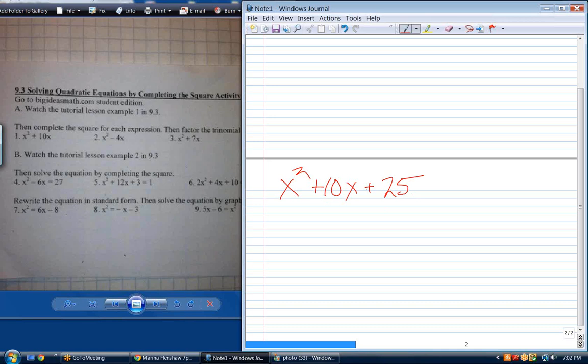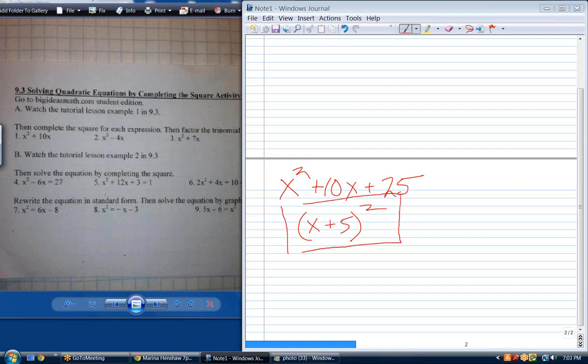There's the trinomial they're talking about. Now how does that trinomial factor? And it always factors the same way. In other words, the whole reason we complete the square is so that we can represent that trinomial as a binomial squared. So what is it? x what? x plus 5.